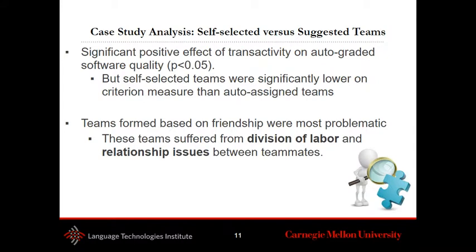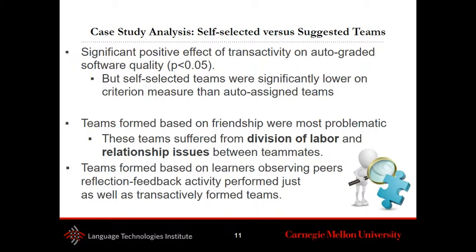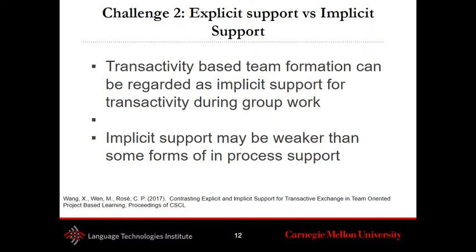They complained about division of labor and relationship issues significantly more than teams that were formed either based on the automated assignment or based on student observations of other students in the course that showed that they were intelligent and that they had a good work ethic. The teams that were based on those kinds of observations were not significantly worse than the auto-assigned transactivity-based teams. So either approach had evidence of actually being a positive way of doing things, but unfortunately, students seemed very desiring of actually just working with their friends.